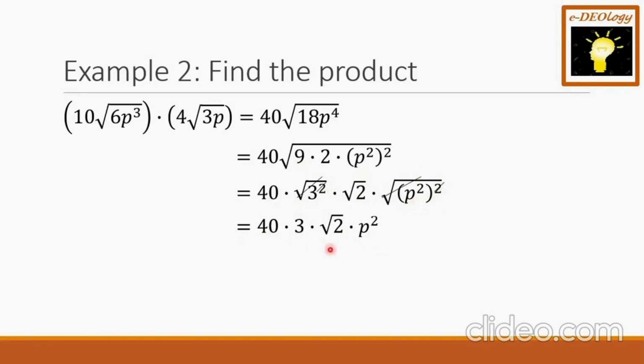So on this point, we're going to combine all terms that are not inside the radical symbol. So this 40 will multiply to 3, also multiply to the p square. So it becomes 120 p square, and also the square root of 2 will be copied here. So this is our final answer.